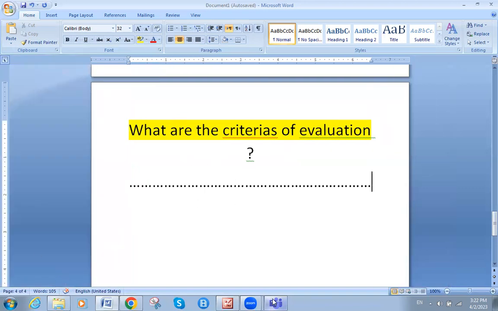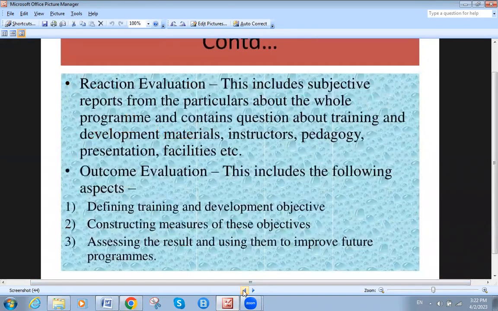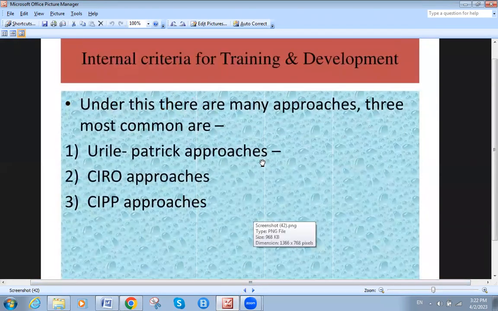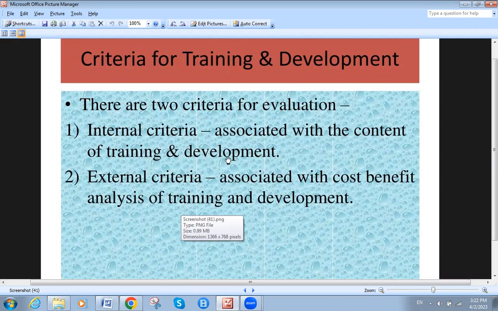Okay, those are the criteria of evaluation, and this is how we can evaluate those types of training. And this was the first part of the lecture today. Just let me go back to it again, just to remind you. We have two types of criteria for training and development. Those two types are internal criteria associated with the contents of training and development, and the second one is external criteria associated with the cost-benefit analysis of training and development.